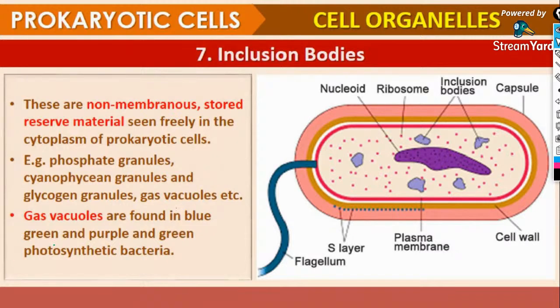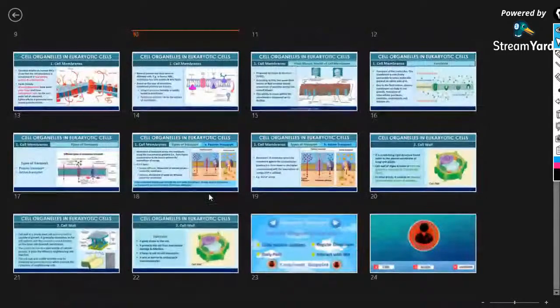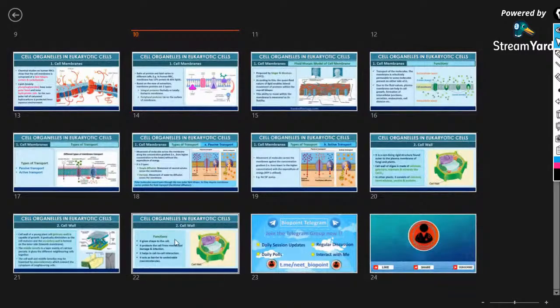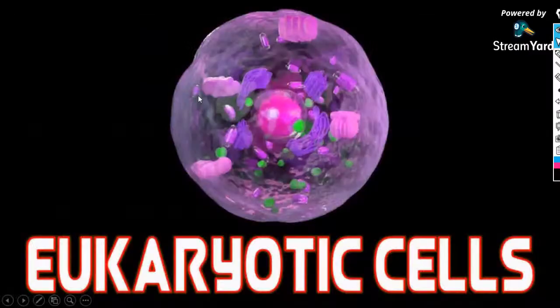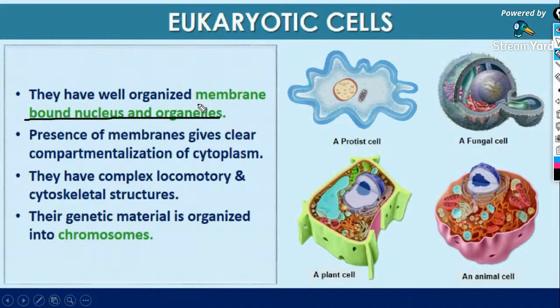So hope that's fine, so that we can move on with eukaryotic cells. So let's start our session with eukaryotic cells. We have a lot to cover today, 11 more slides. Eukaryotic cells have an organized membrane-bound nucleus and organelles. That is what makes the difference between prokaryotes and eukaryotes.